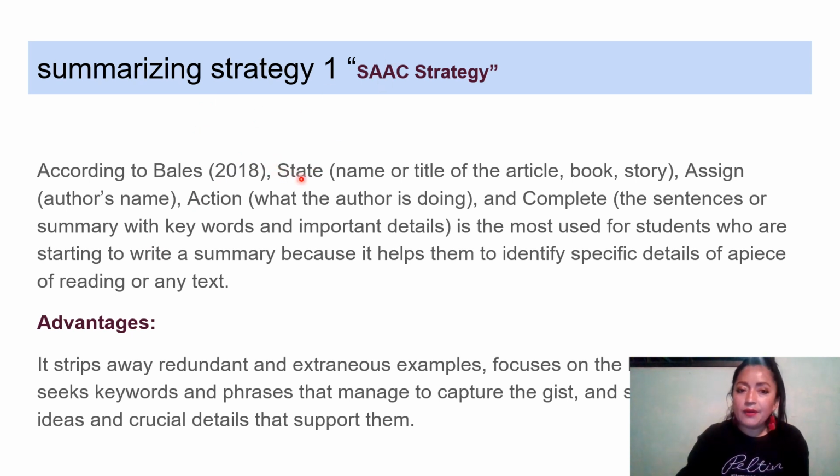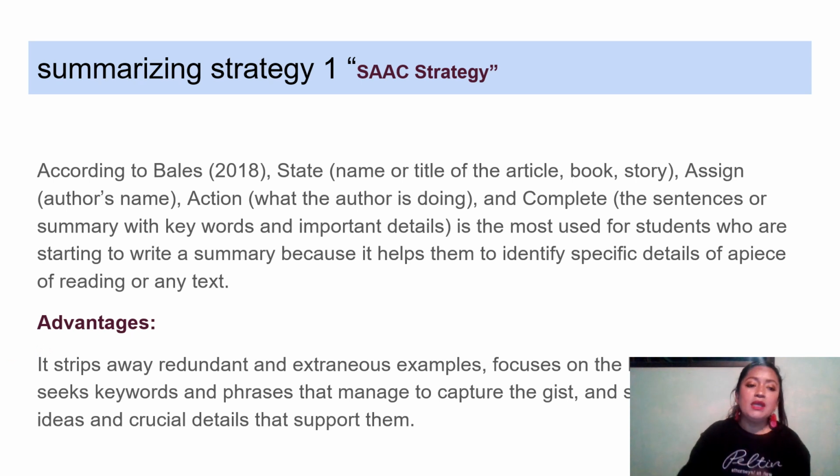The first letter is S, state the name or title of the article, book, or story. Vowel A, assign the author's name. The second vowel A, action, what the author is doing. And the last letter C, complete the sentence or summary with keywords and important details.